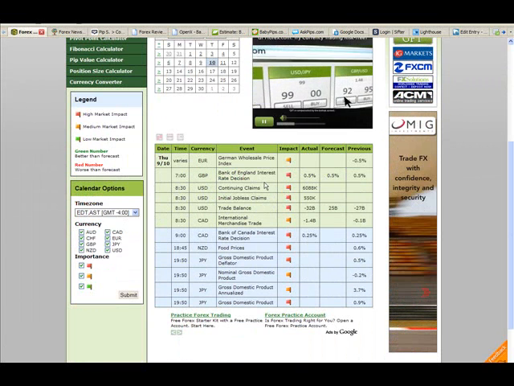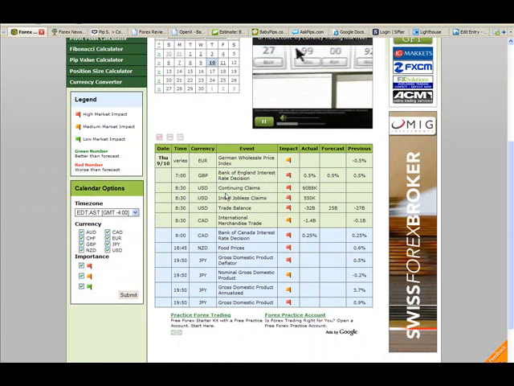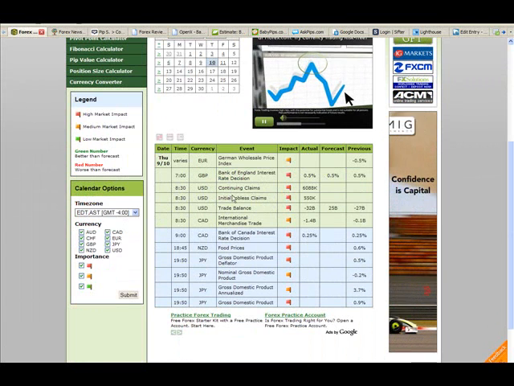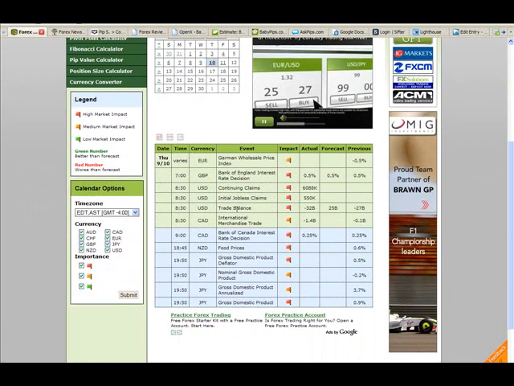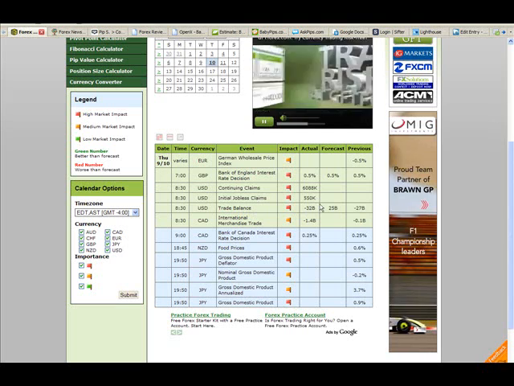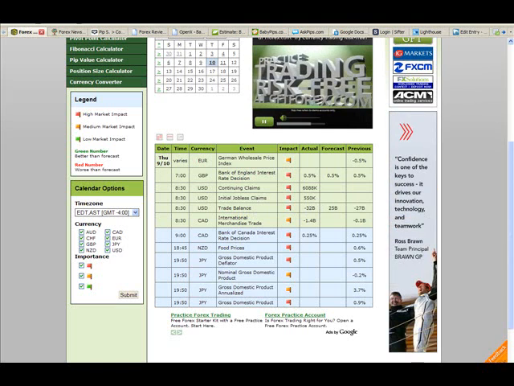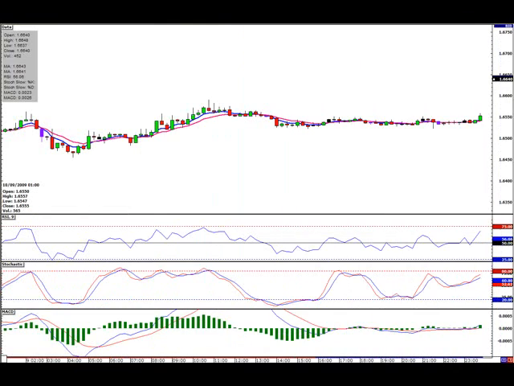At 7 a.m. we had the Bank of England interest rate decision, and at 8:30 we had the U.S. continuing claims, initial jobless claims, and trade balance. So those were really the times that you wanted to watch out for, 7 a.m. and 8:30 a.m. Eastern Time, or whatever time zone you're in. And once you have those jotted down, then you're pretty much ready to go.